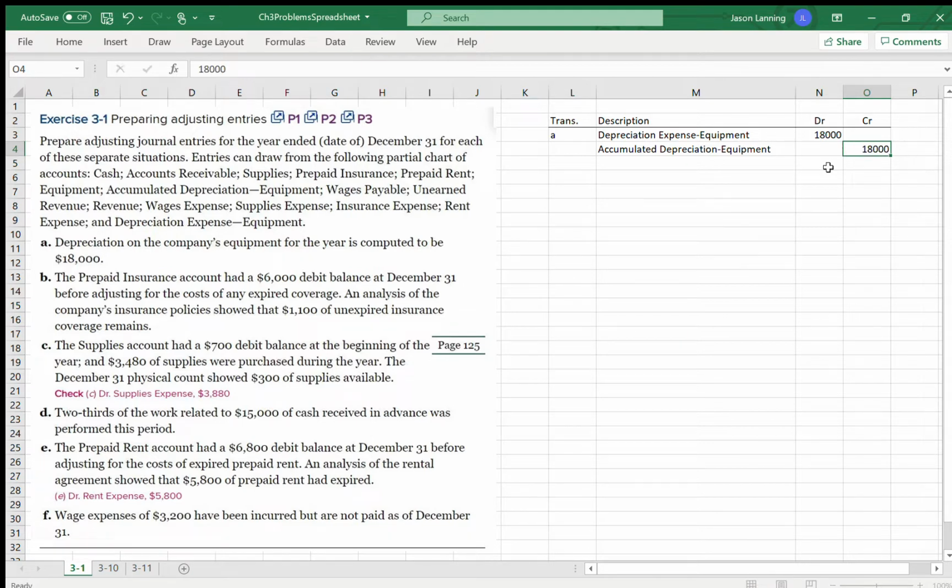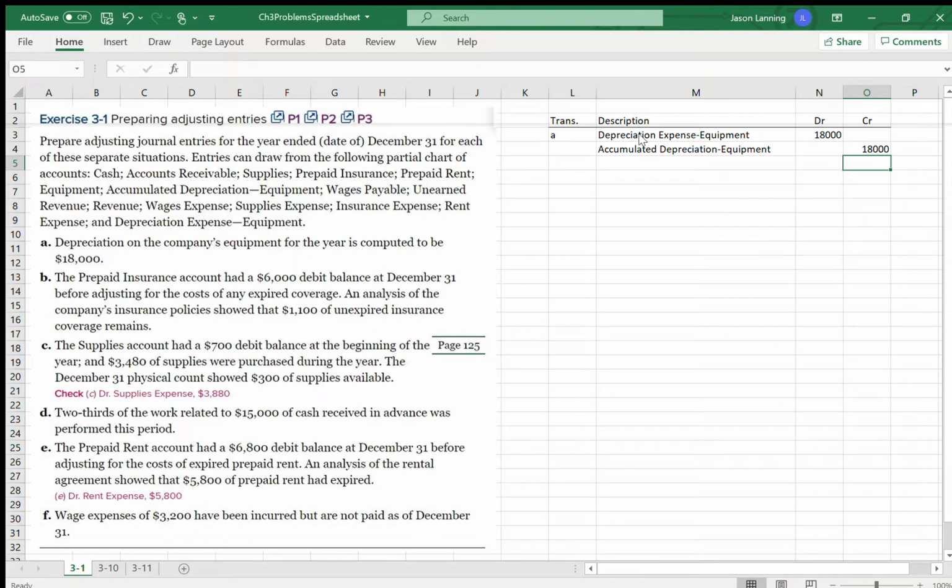But what happens with accumulated depreciation is that it builds up. When we purchase an asset, we have what's called the historical cost, which is what we actually pay for it. Then we have our accumulated depreciation, and we subtract accumulated depreciation from historical cost, and that gives us what we call book value. So we're tracking this: depreciation expense is a temporary account. Accumulated depreciation, however, is a permanent account.